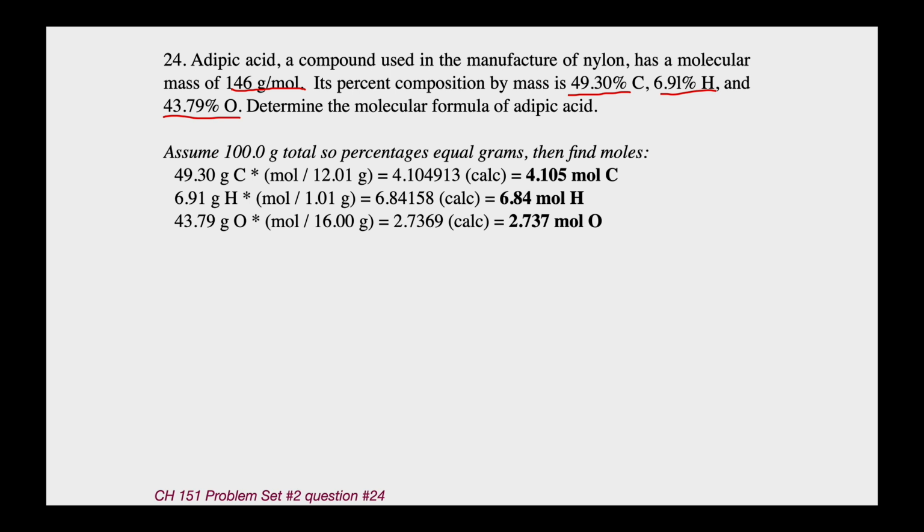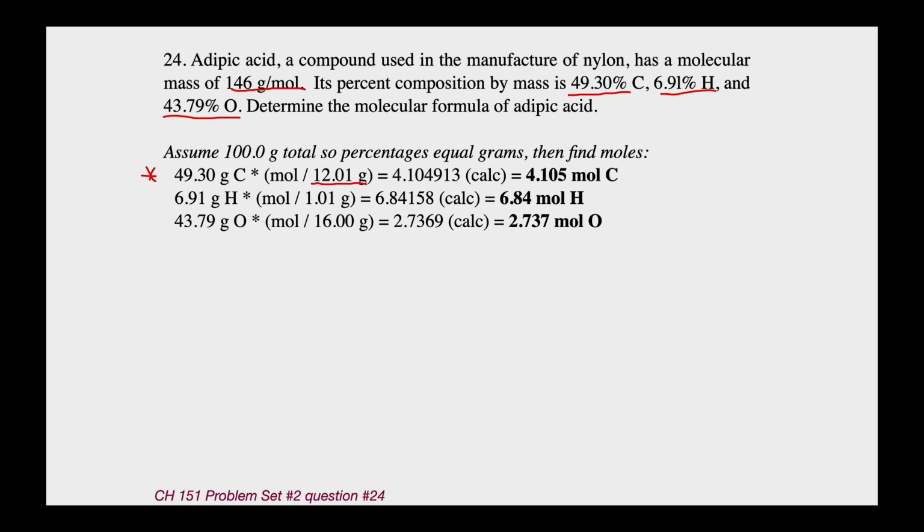Let's assume 100 grams total. So that means 49.30% carbon becomes 49.30 grams of carbon. And we'll turn grams into moles. 12.01 again comes from the periodic table. So that's 4.105 moles of carbon. And you do the same kind of thing for the hydrogen and the oxygen to get those numbers.